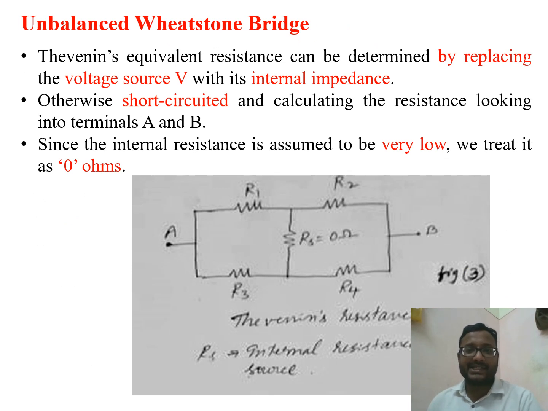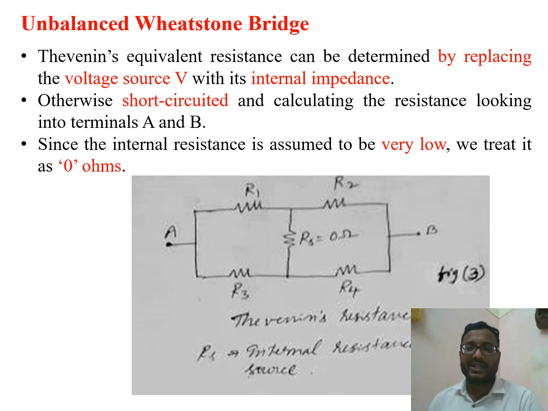Next, Thevenin's equivalent resistance. In the previous step we calculated only the Thevenin's voltage. Now we convert into the Thevenin's resistance. The Thevenin's equivalent resistance can be determined by replacing the voltage source with its internal impedance, or otherwise short circuiting it, and calculating the resistance looking into terminals A and B. So just replace it with purely resistance.